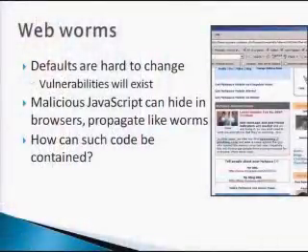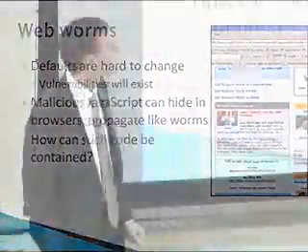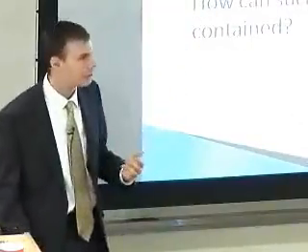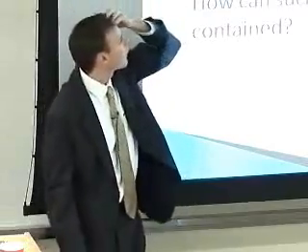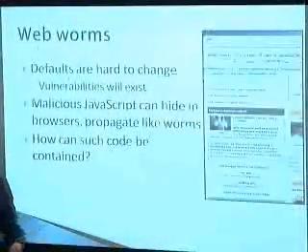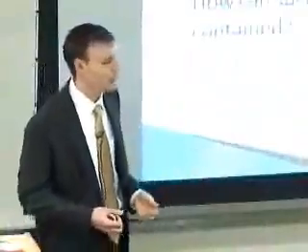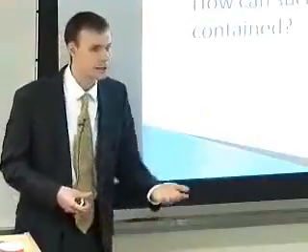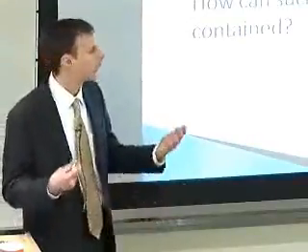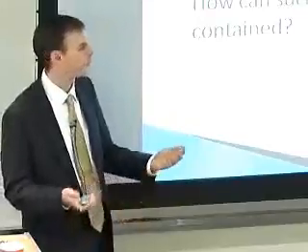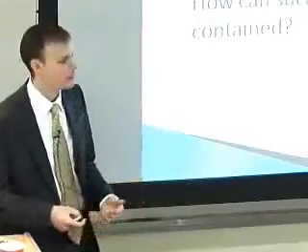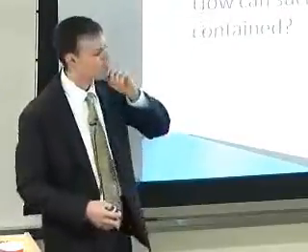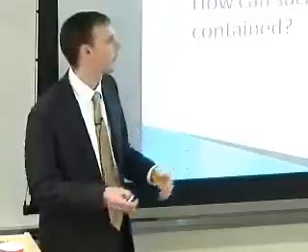So one thing that I know Ben has done some work on, and I've also got some ideas on, and I'm interested to address, is web worms. And the idea there is basically that defaults are hard to change. So no matter how good we are at finding cross-site scripting vulnerabilities, there will always be some. And the analogy here is with buffer overflows. No matter how good we are at detecting those vulnerabilities, there will always be some. So how do we deal with the reality that follows? How do we detect malicious JavaScript? How do we contain it?